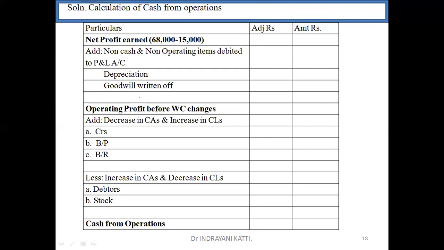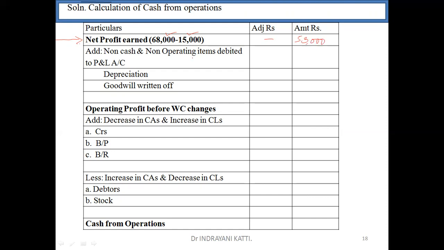Calculation of cash from operations. Prepare the statement with 3 columns. One is particulars, the second column is for the adjustment in rupees, and the last column is for the total amount in rupees. So we will start with the first statement, net profit earned. Instead of taking the closing net profit, what I have done is taken the difference of both the years, 68,000 minus 15,000. How much I have derived here is rupees 53,000. Am I correct? I hope it is 53,000.